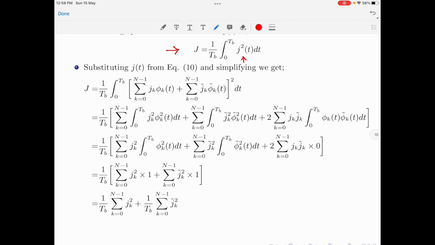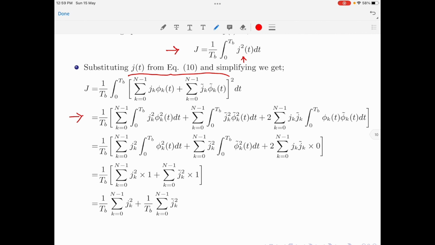I have written j of t here. This complete term is nothing but j of t. Then we have the square as well. This is in the form of a plus b whole square. So, let us expand it. The first term in the next step here is a square. Then we have b square plus 2ab. So, a is nothing but summation k varying from 0 to n minus 1 jk phi k of t.